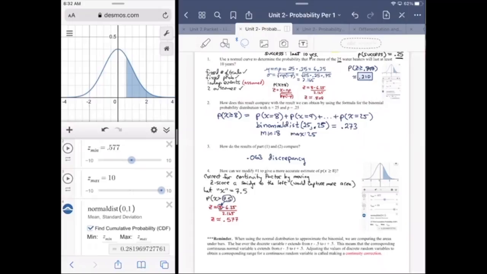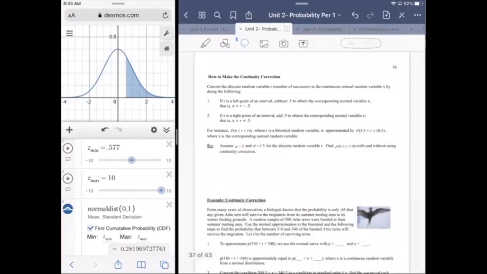If we adjust the values of the discrete random variable to obtain a corresponding range for a continuous random variable, that's called making a continuity correction. But that minus 0.5, plus 0.5 is going to be kind of the staple of the existence here. So, in terms of the process, how do we do that? If r is a left point of an interval, subtract 0.5 to obtain the corresponding normal variable. Right? If it's the right point of an interval, add 0.5. Right? So now I'll show you here.